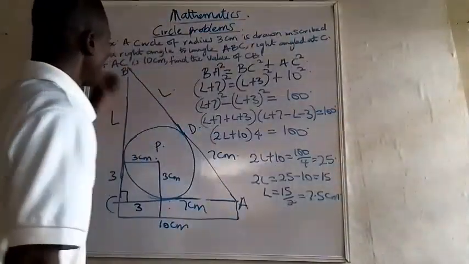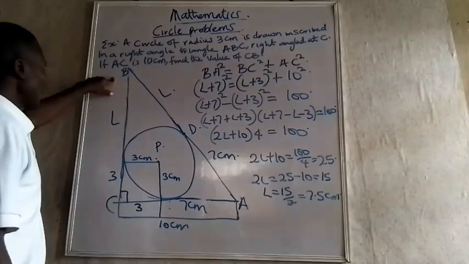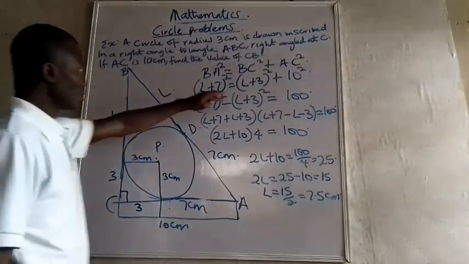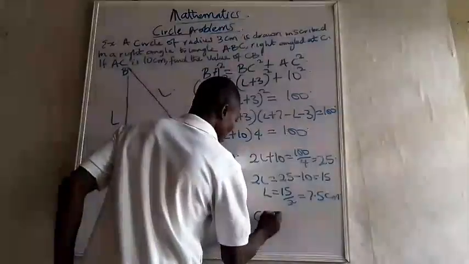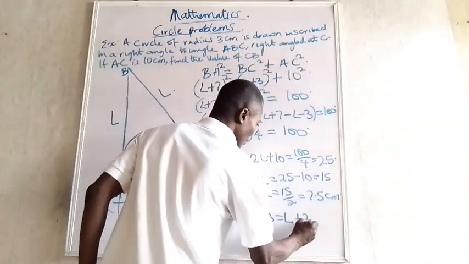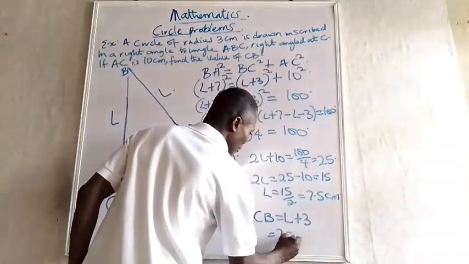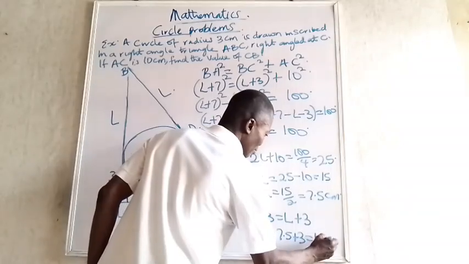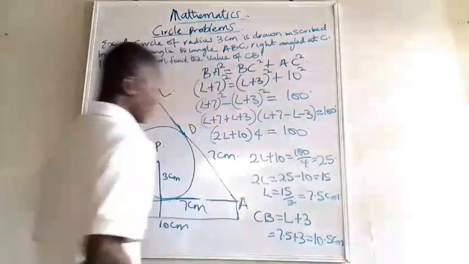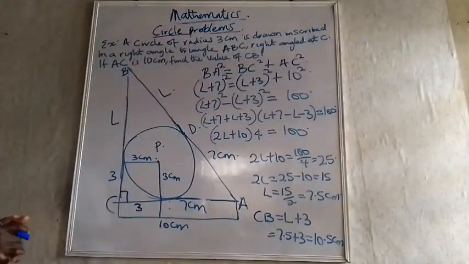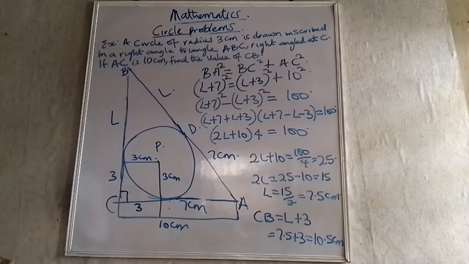And note, we are asked to find the value of CB, and that is L plus 3, just like we have done here. So CB is equal to L plus 3, which should be equal to 7.5 plus 3, which is 10.5. So I believe you can see. I have tried to simplify it all, so I expect that you get it.